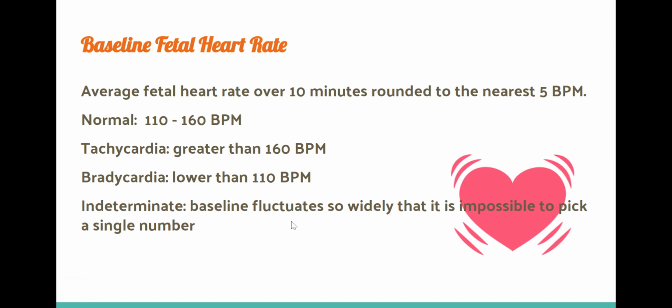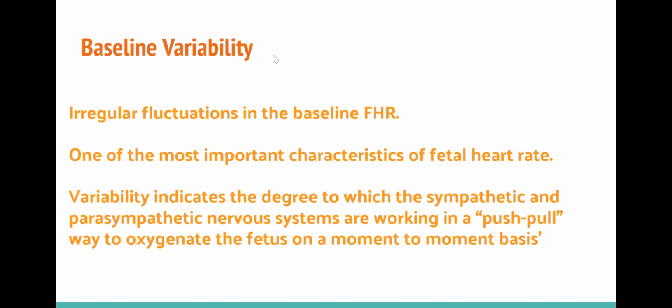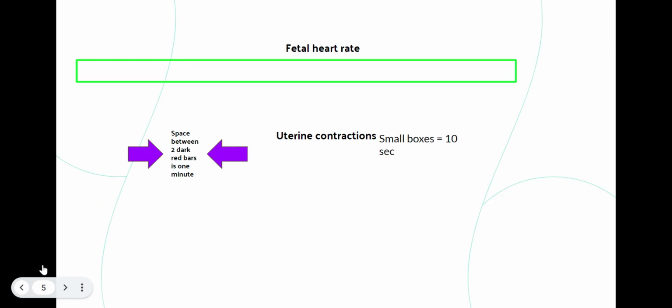Indeterminate means the baseline fluctuates so widely that it's impossible to pick up a single number. And we'll look at strips that look like that. Baseline variability. So now we know what the baseline is. How much does it vary within a 10-minute period or whatever? So these are irregular fluctuations in the baseline fetal heart rate. This is the most important characteristic, I would say, most of the time, of fetal heart rate. Variability, that jaggedy edge that we saw in slide 5.